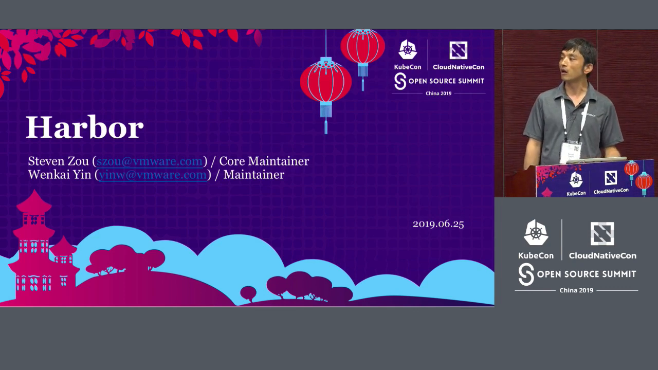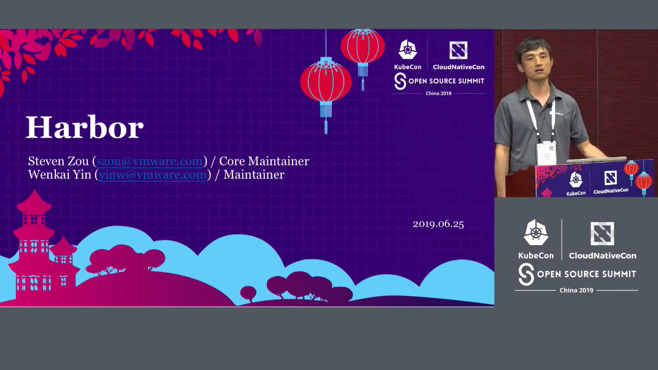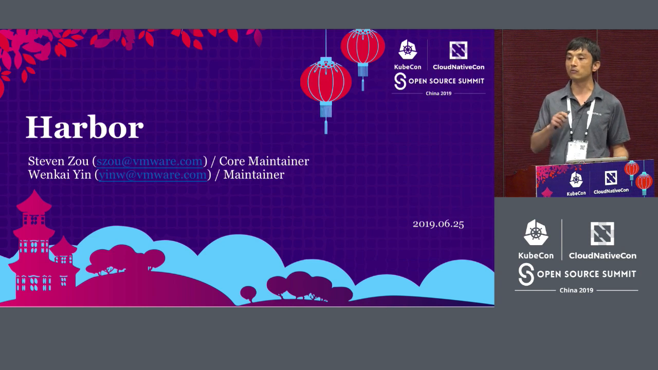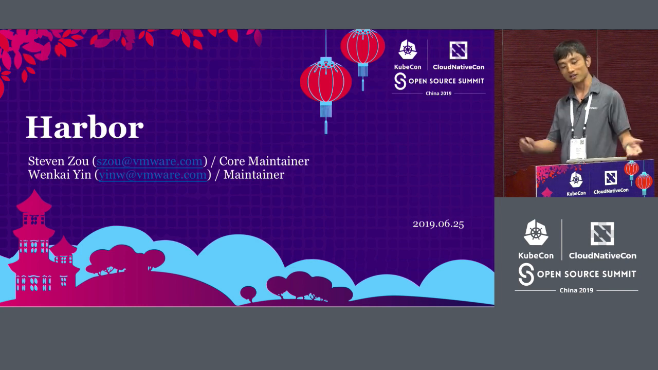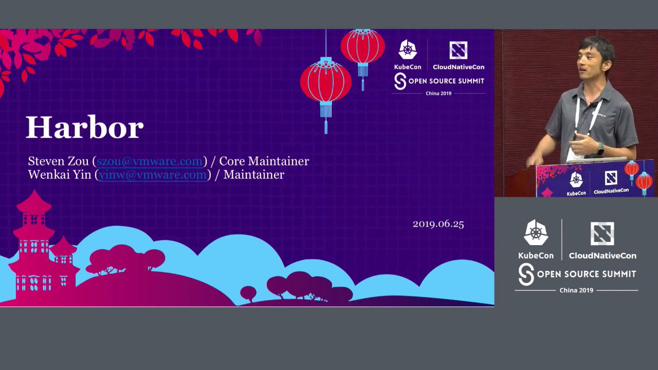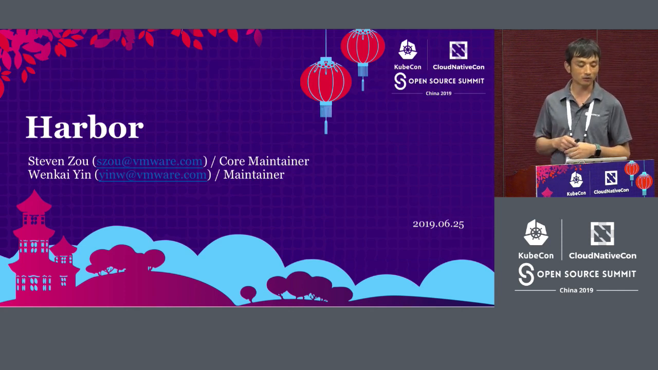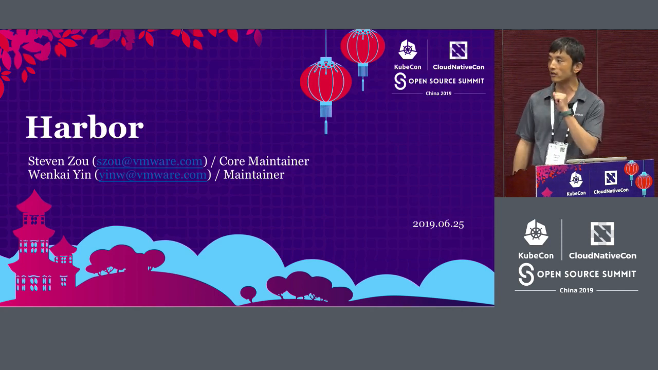In last KubeCon, last November, Harbor was announced to enter this CNCF project. This is the first Chinese project that entered the CNCF, and after half a year of practice, our project is going on, and Harbor is now active, so we do have some updates here.